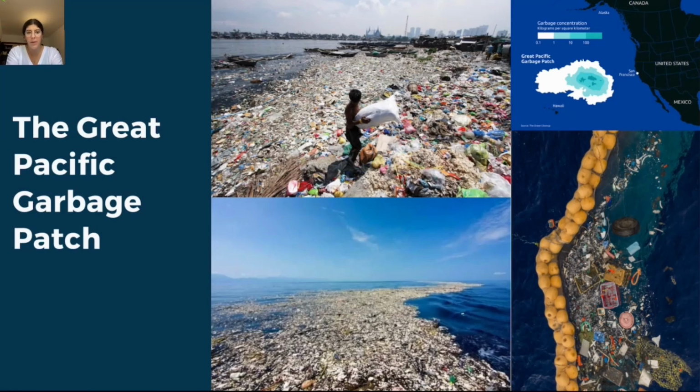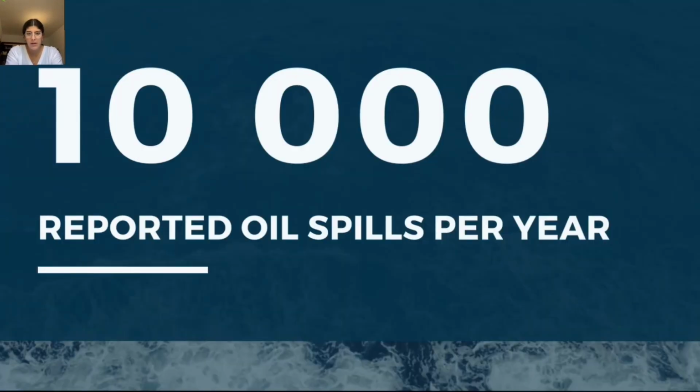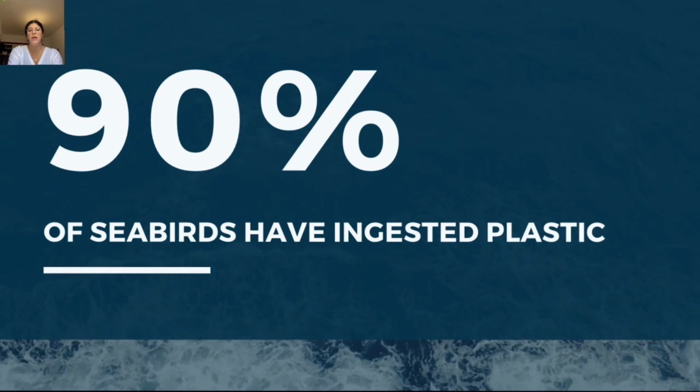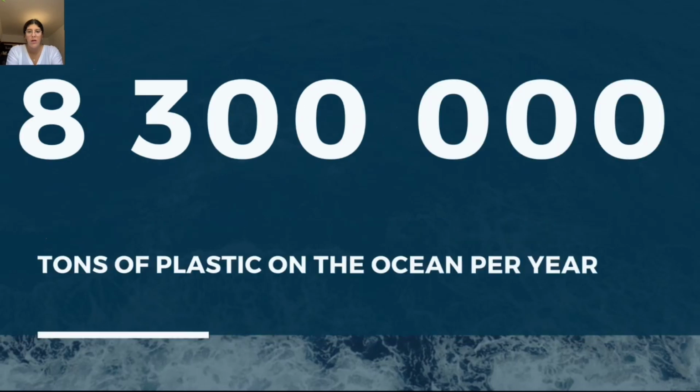Now we're going to see some numbers. This is the number of oil spills registered each year. We also know that 90% of seabirds are estimated to have already ingested dangerous plastics. And we know that more than 8 million tons of plastics are dumped into the ocean each year. That's like 2,000 Eiffel Towers being dumped into the ocean each year. So it's clear that something has to be done.